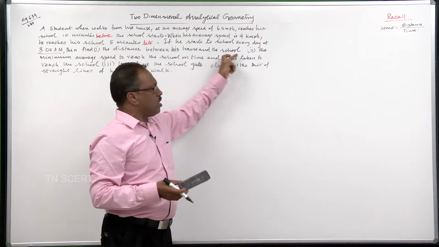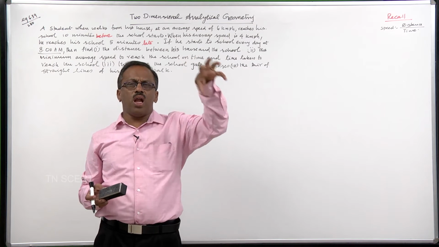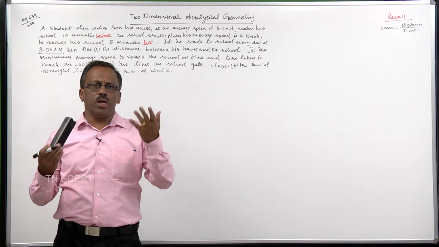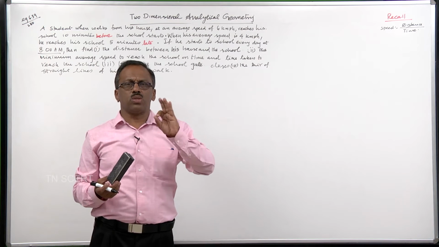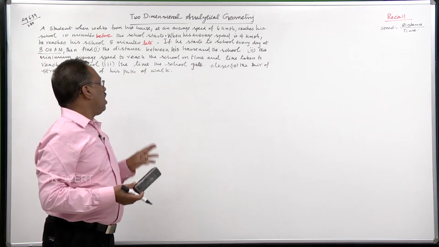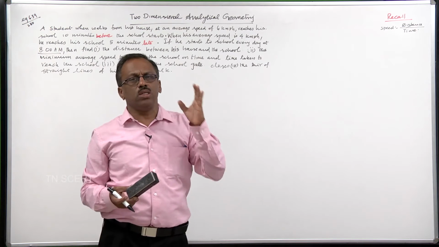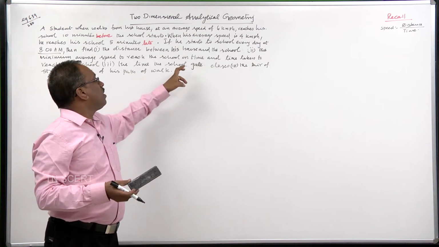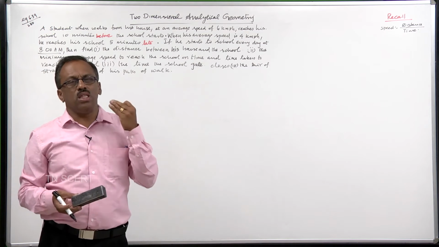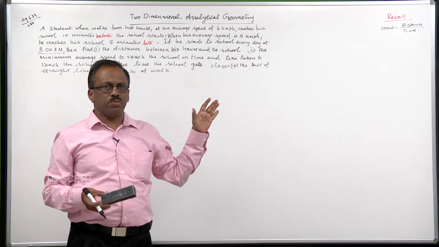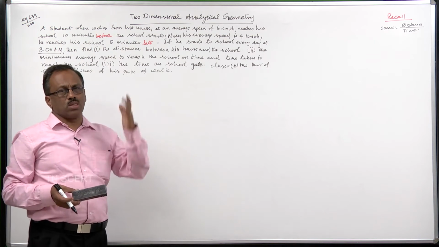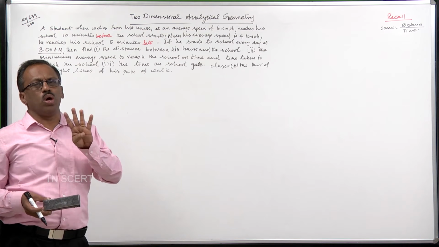Find the distance between his house and the school, the student's house and the student's school. That means how much is the distance. The second point, what is the minimum average speed to reach the school on time, and the time taken to reach the school. And the third question, the time the school gate closes. The last and final, the pair of straight line equations on the path he walks to the school. These are the four things you have to calculate.